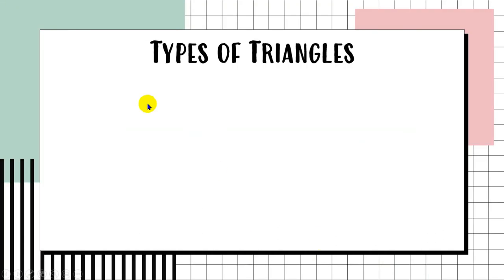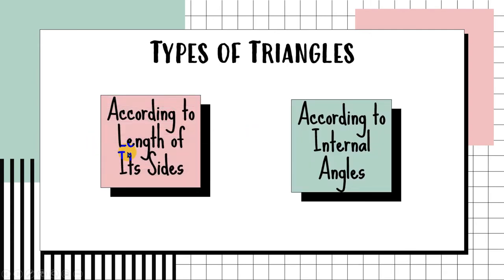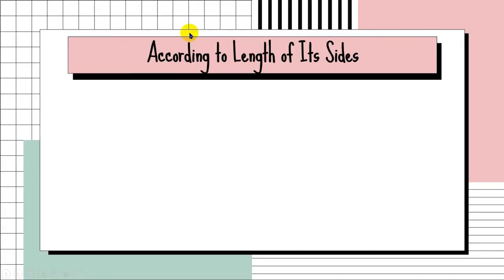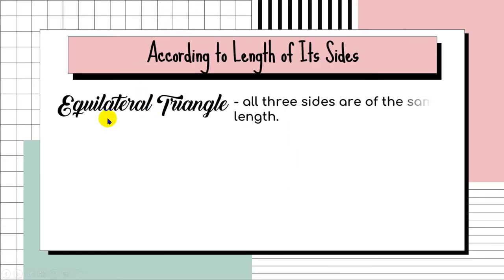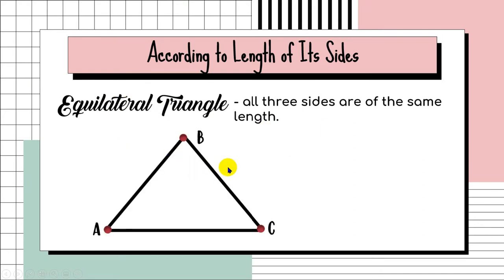Next, we have different types of triangles. These types of triangles can be classified according to the length of its sides and according to the internal angles. So, let's have the different types of triangles according to the length of its sides. I know you are also somewhat familiar with these. First is the equilateral triangle. When we say equilateral, all three sides are of the same length. The sides of our triangle have equal measurement.